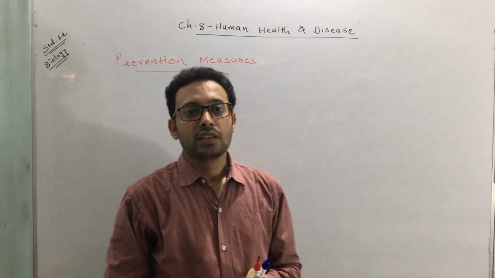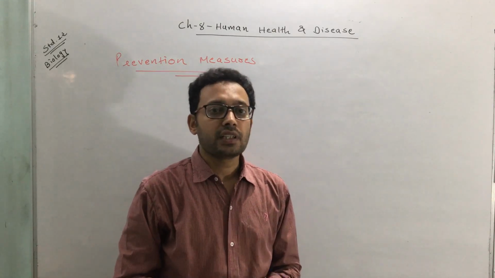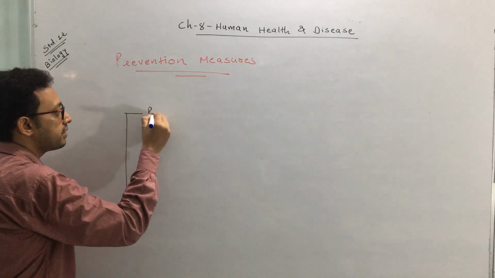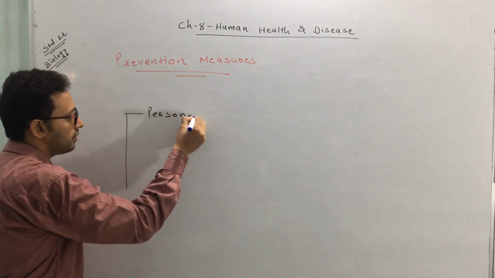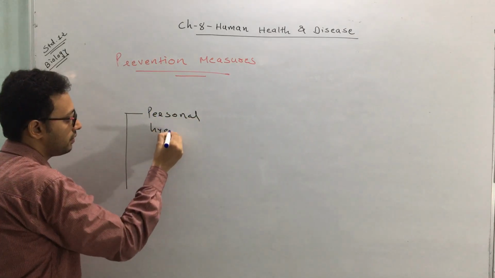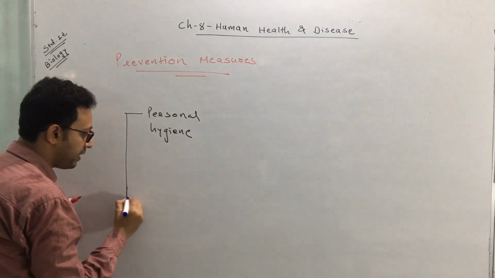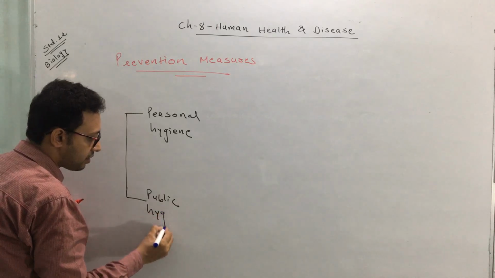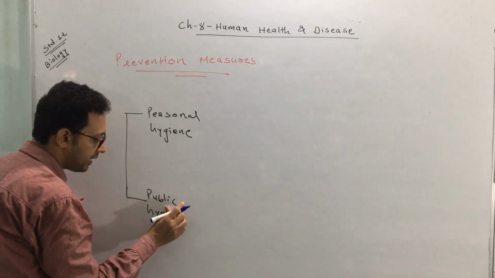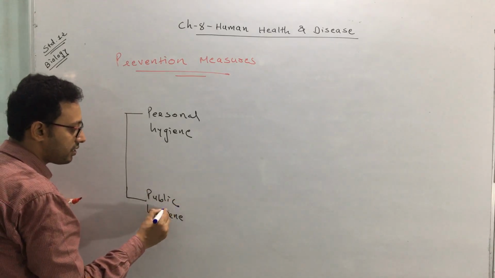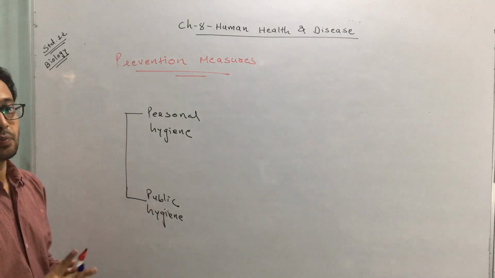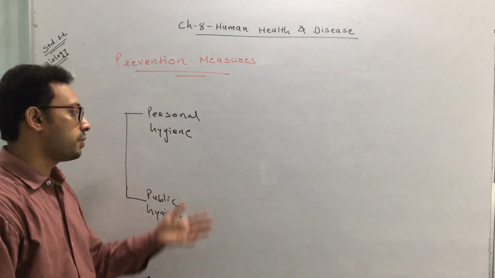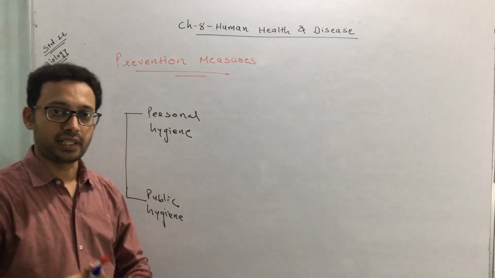But here, the most important thing is to maintain personal and public hygiene. If you maintain personal and public hygiene, many infectious diseases do not spread, specifically in the case of ringworm. Such kinds of diseases do not spread if you maintain personal and public hygiene.